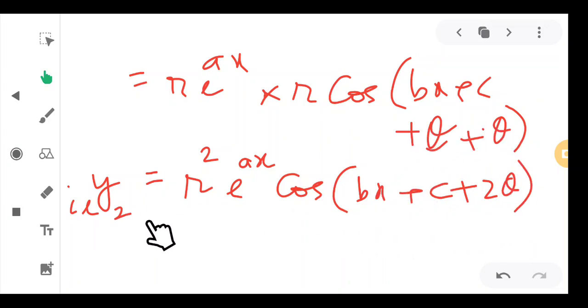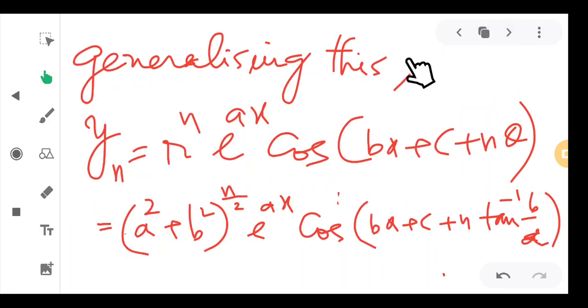Now you have a pattern. For 2 it is like this. Now you can guess what will happen for 3. y3 is equal to r cube e raised to ax cos(bx plus c plus 3 theta). So it goes on like that. Generally we have a pattern: r raised to n. For the nth derivative y n, it is r raised to n e raised to ax into cos of (bx plus c plus n theta). So this is the nth derivative.